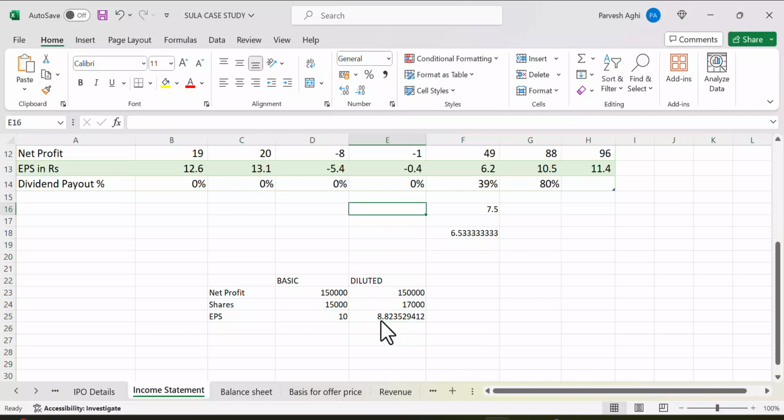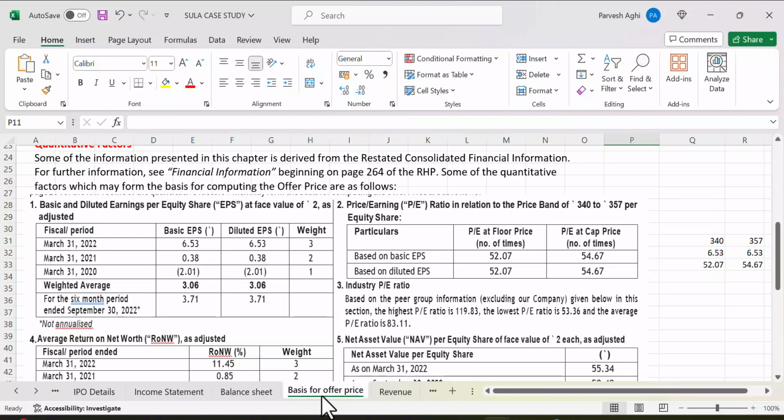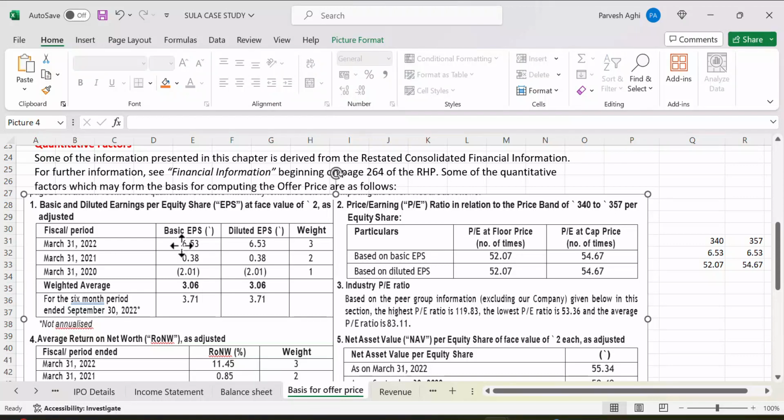So let's go back and see. They say, since the company doesn't have any options, it's a new company, it's the first time it's coming, and the existing shareholders are the ones offering, so there are no options given to the employees, nothing. So the diluted EPS is the same. That's why I had to give you a separate example, because I could not have given this example with Sula, because Sula's diluted EPS and basic EPS are the same, as they don't have any options given to anyone.